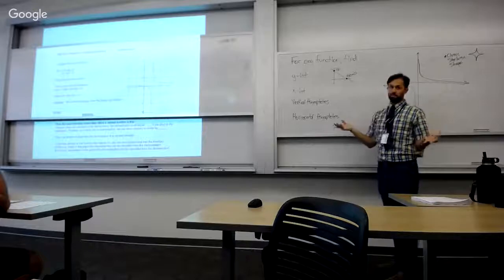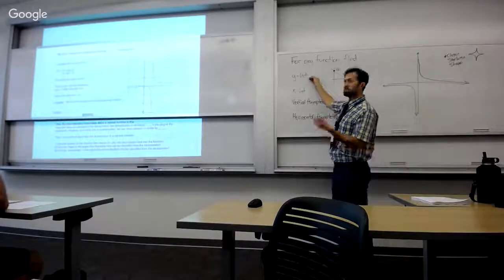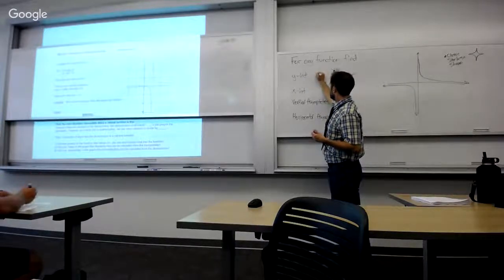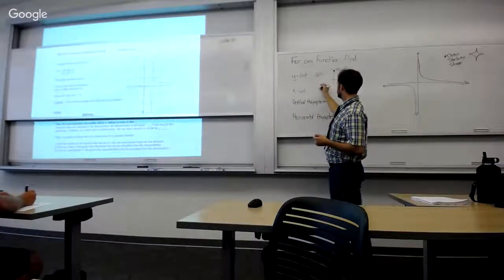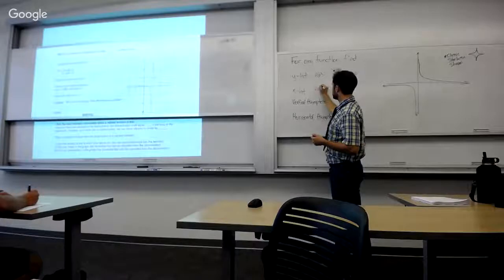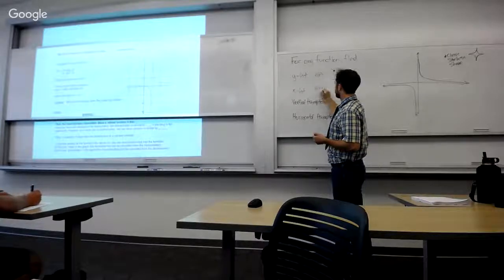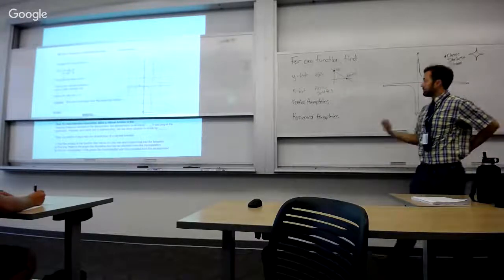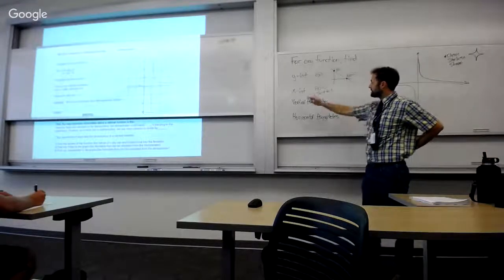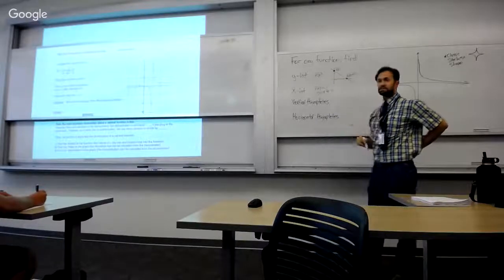So same as before, if you want to find the y-intercept of a rational function, you're just going to plug in 0 into the function, and that will tell you the y-intercept. And if you want the x-intercepts, you set the rational function equal to 0, and you solve for x. So we already know those two answers right there. For a rational function, if you want the y-intercept, plug in 0. If you want the x-intercepts, set the function equal to 0, solve for x.